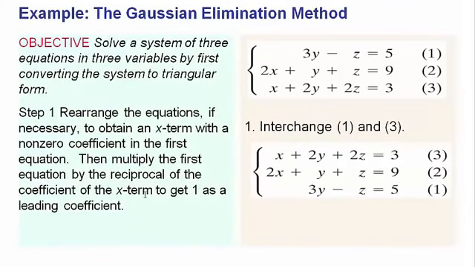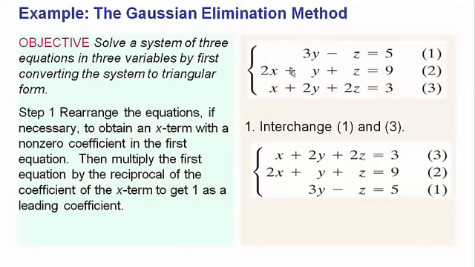Okay, let's look at an example. We're going to solve this system by converting it into what's called triangular form. Triangular form just means, if you think of kind of a triangle going this way, we want the first equation to have x, y, z, and a constant, and we want the coefficient of x to be 1.